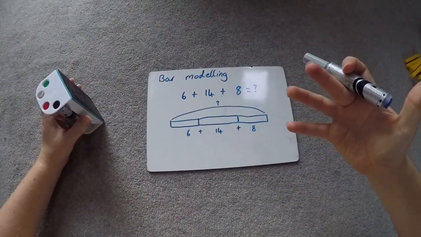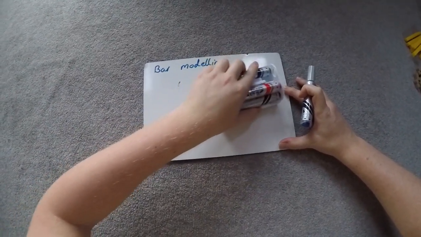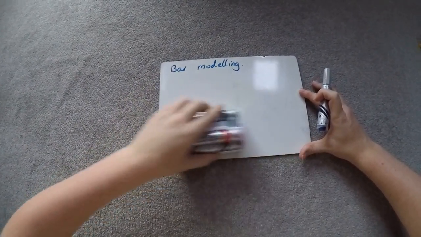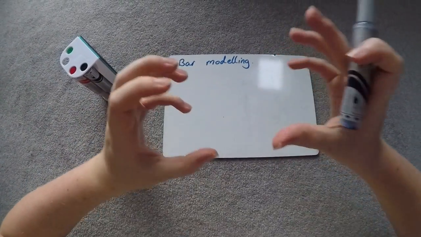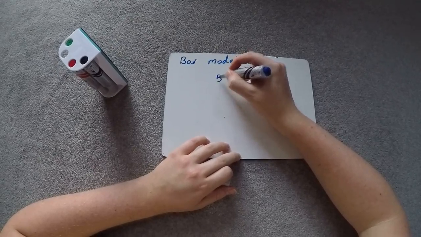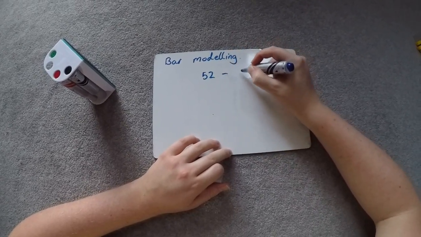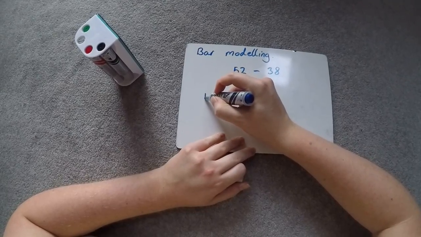Now, if we were thinking about subtraction, okay, we work slightly differently, because subtraction, we start with that whole, okay, it's something that we start with, and we're taking the parts away. So if we had a problem like 52 take away 38, okay, I'm going to draw my bar.